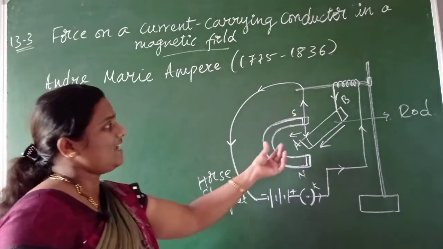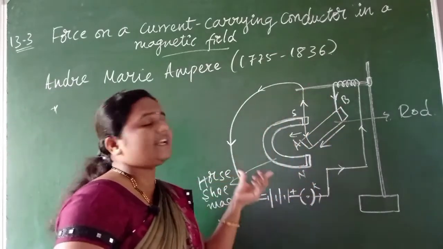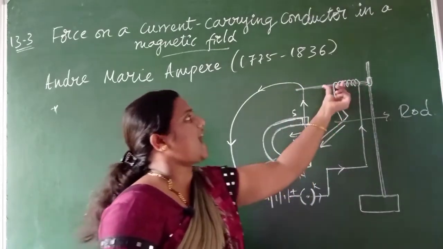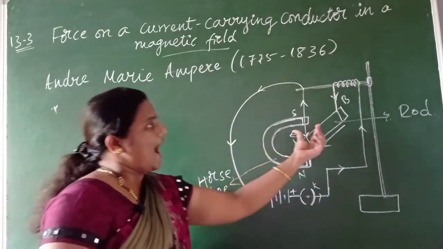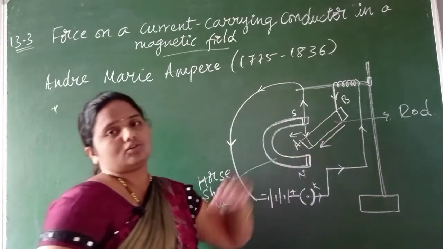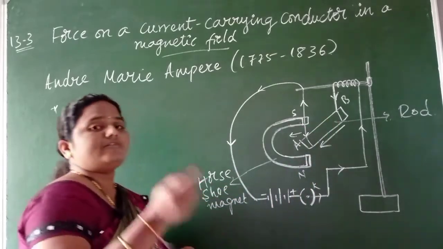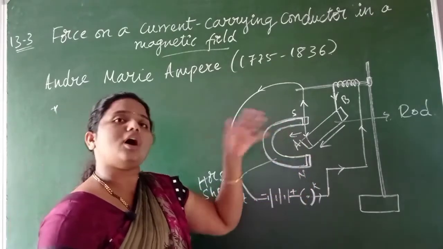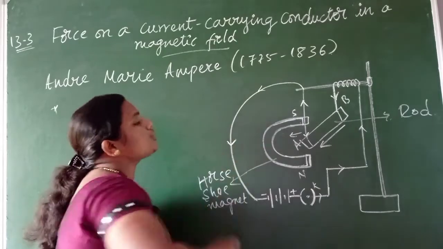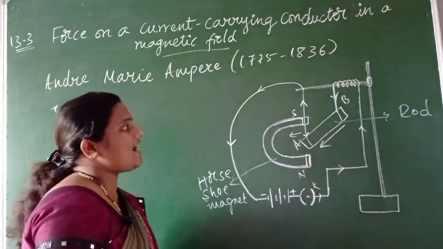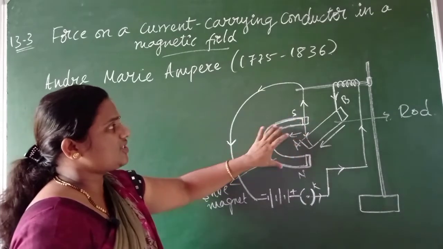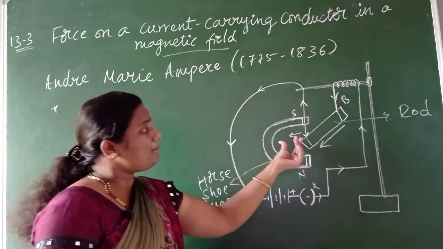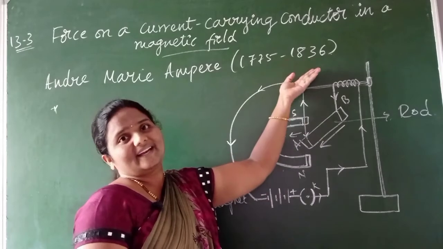Understanding, children? The aluminium rod, with the help of the two connecting wires, is suspended from the stand. It is just hanging from the stand. Okay, after hanging this rod, what is the next step, children? We should bring a powerful horseshoe magnet near the aluminium rod. This horseshoe magnet should be placed in such a way that the magnetic field is directed upwards.